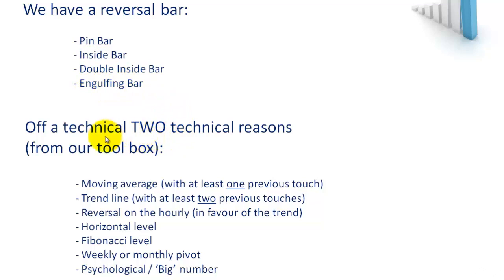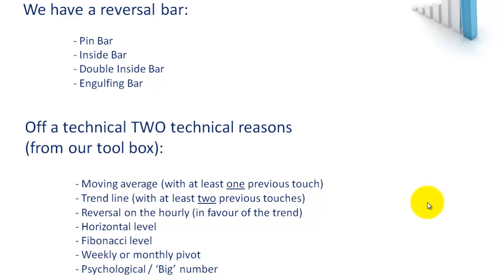We might be in an upward trend or a downward trend, but we want at least 2 technical reasons from our toolbox to justify the trade. This could be a moving average, the 20, 50, 100 or 200, with at least one previous touch. It could be a trendline bounce with at least 2 previous touches. In support of it, it might also have a reversal on the hourly time frame in favor of the trend.